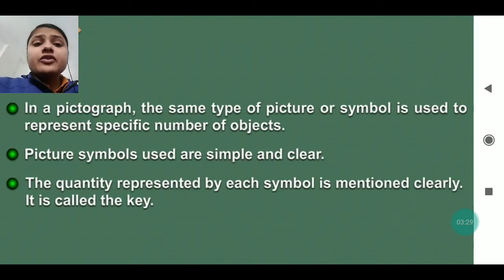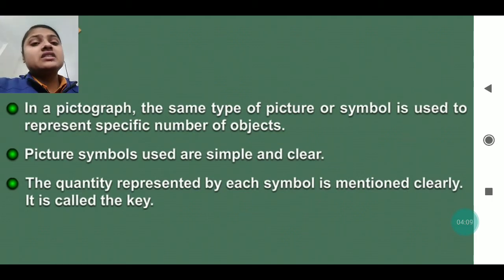In a pictograph, the same type of pictures or symbols is used to represent a specific number of objects. We can use the same kind of pictures or symbols again and again to represent the number of objects. The pictures and symbols used are simple and clear. By using pictures to sort the data, it makes us understand in an easier and clearer manner. The quantity represented by each symbol is mentioned clearly. It is called the key.